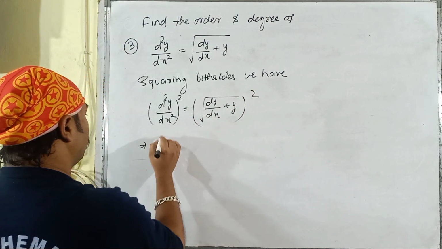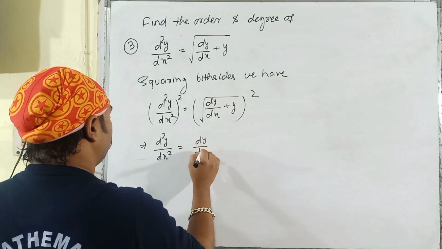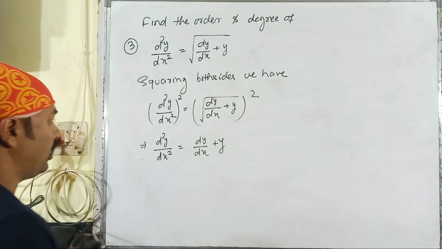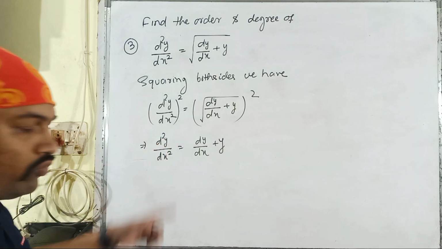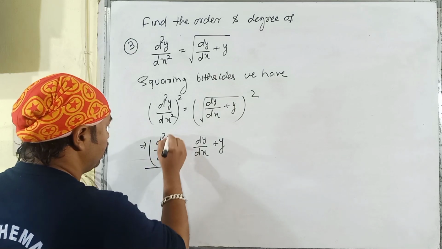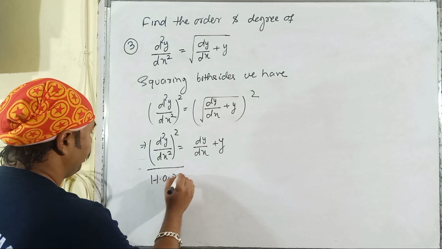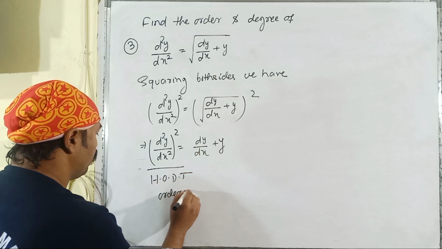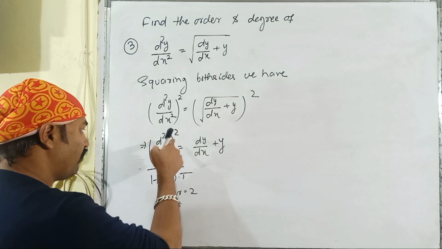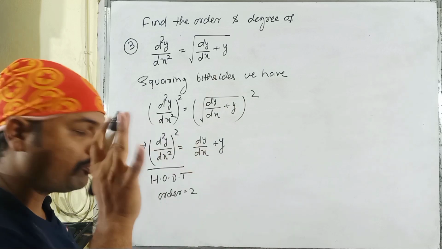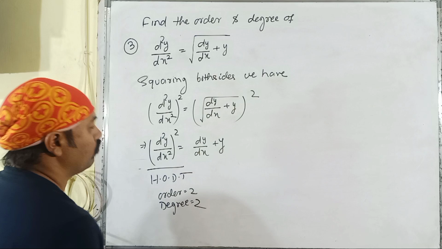Then here we are getting the square of d square y upon dx square equal to dy upon dx plus y. And here you can see that the highest order derivative term is d square y upon dx square, and this is squared. This is the highest order derivative term, and here order is equal to 2, because y has been differentiated 2 times. The degree of the highest order derivative term is the degree of the differential equation. So degree is again equal to 2.